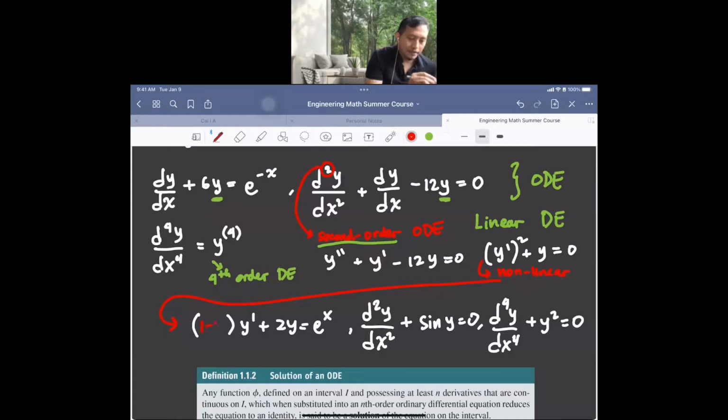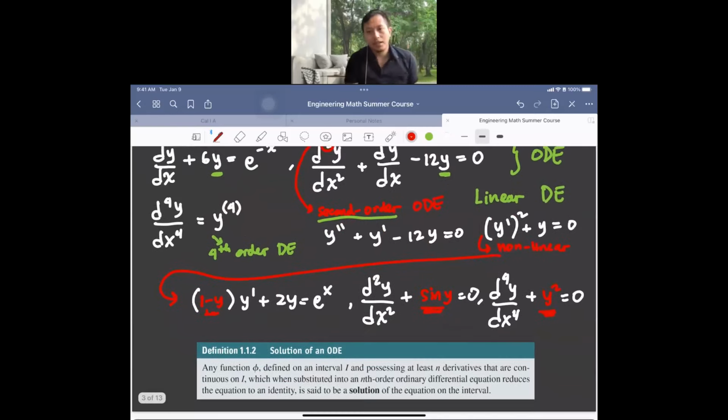So this 1 minus y, let me write in red, makes the equation non-linear. And also this part makes this equation non-linear. Also, this part is non-linear. So every component in an equation that makes the equation itself non-linear will be the sign that the equation is non-linear. This is because sine is a non-linear function. This 1 minus y's coefficient depends on y, so it's non-linear. And the last one here, y squared, is of course non-linear because the power is not 1.